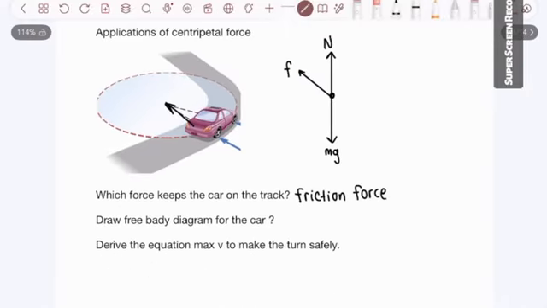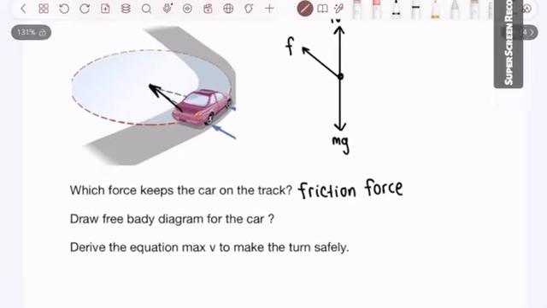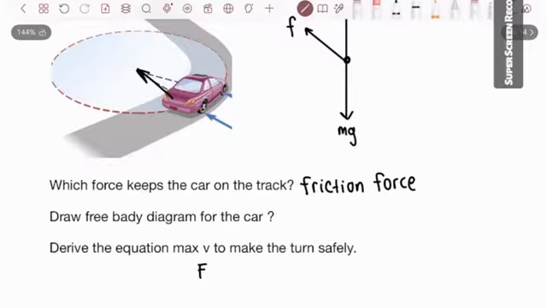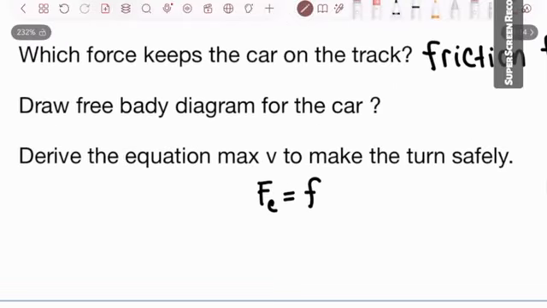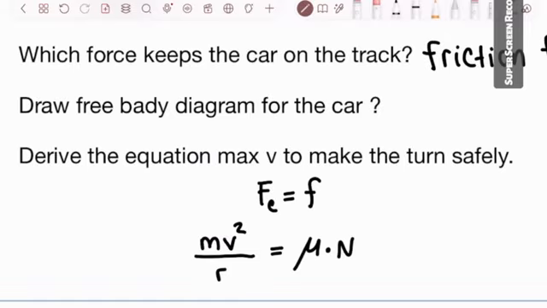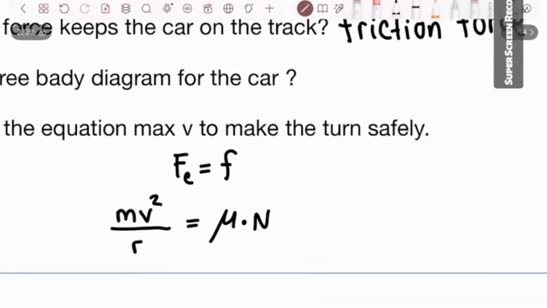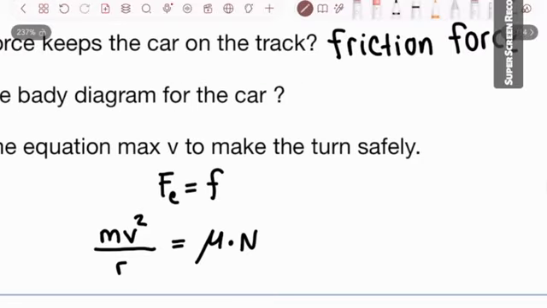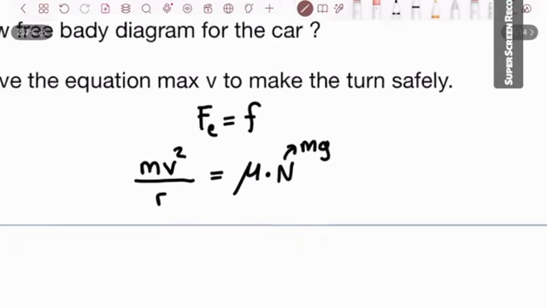We're asked to derive the equation for the maximum v to make the turn safely. Okay, so we know that the F centripetal is provided by the friction force, so we can make them equal. And we know that F centripetal is calculated by mv squared over r, and F friction is calculated by mu times normal. Now, since in this case normal balances the weight out, we could put mg instead of normal. They're equal to each other.